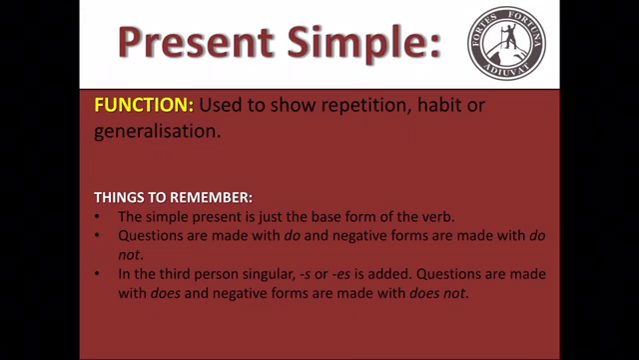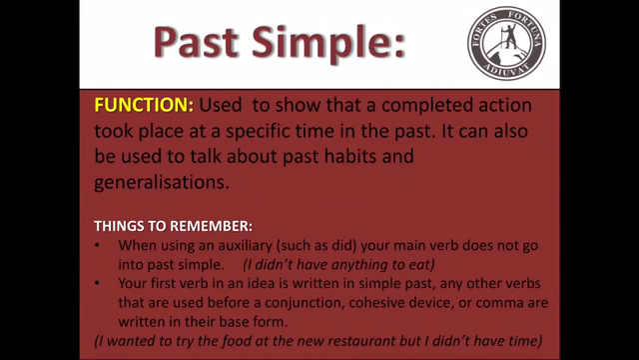Let's have a look then at past simple, also known as simple past. It is used to show that a completed action took place at a specific time in the past. It can also be used to talk about past habits and generalizations. Things to remember when using this tense are that when we use an auxiliary verb, such as did, your main verb does not go into past simple. I didn't have anything to eat.